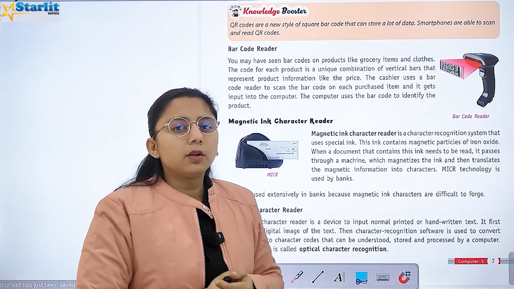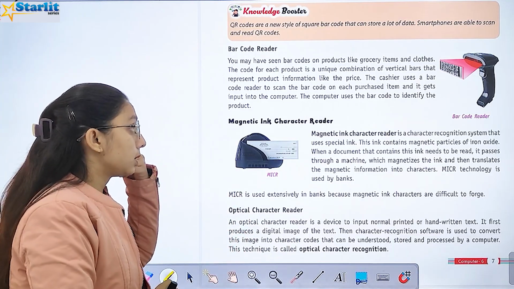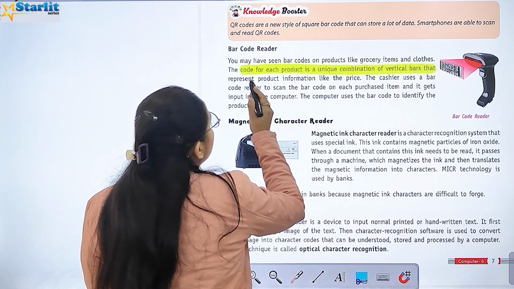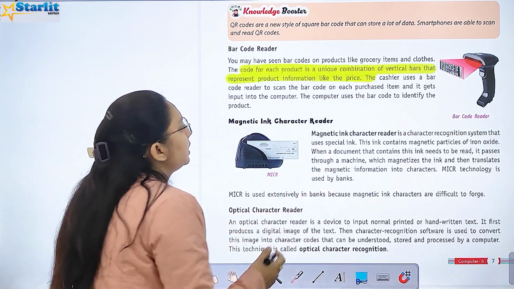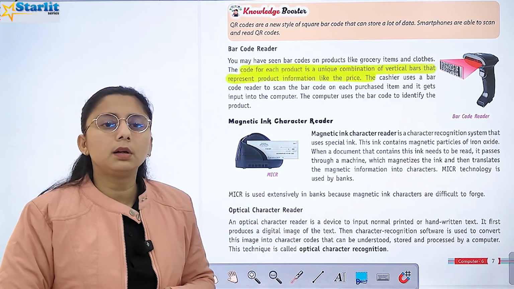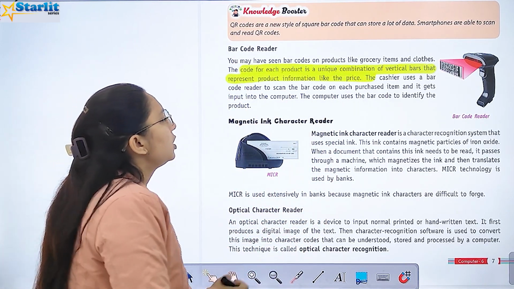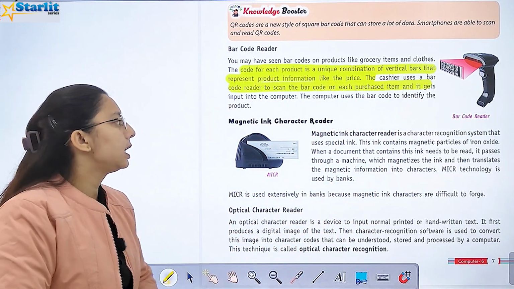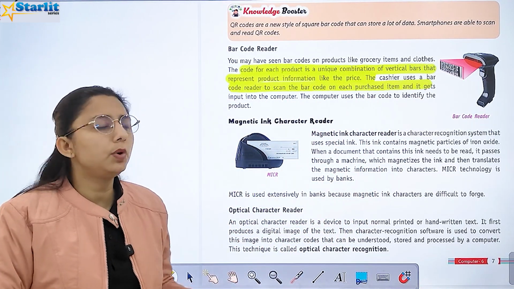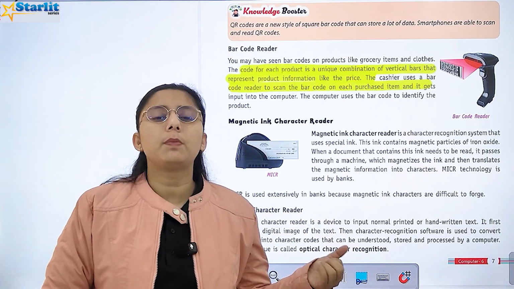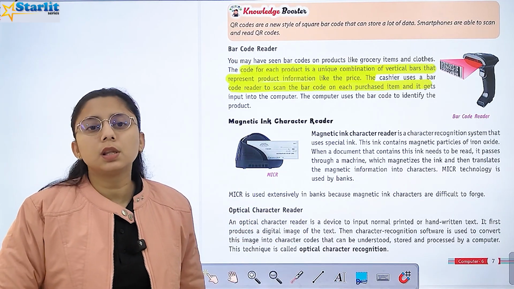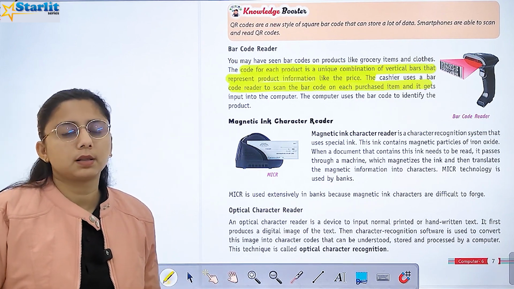You have seen barcodes on products like grocery items and clothes. The code for each product is a unique combination of vertical bars, जो क्या represent करता है product information like the price. So the cashier uses a barcode reader to scan the barcode on each purchased item and it gets input into the computer. और ये input करता है, and the computer uses the barcode to identify the product. और हम इसमें barcode का use करते हैं जिससे हम अपने product को identify कर सकते हैं.